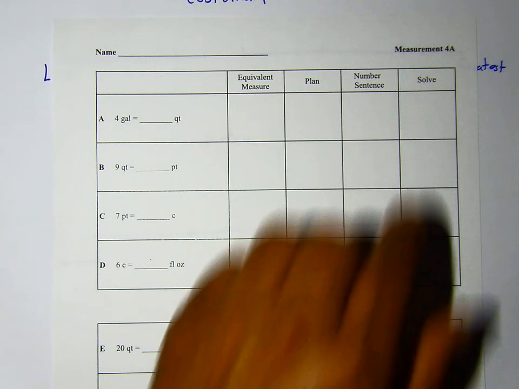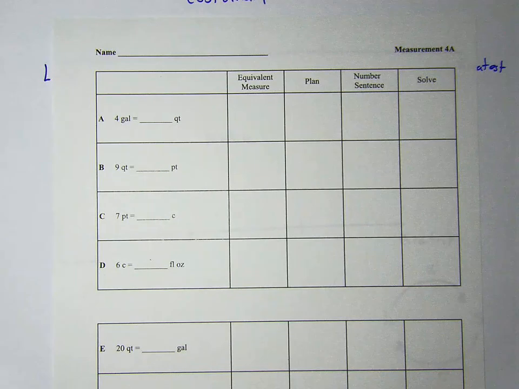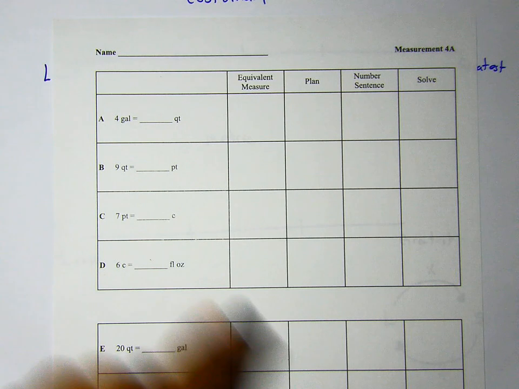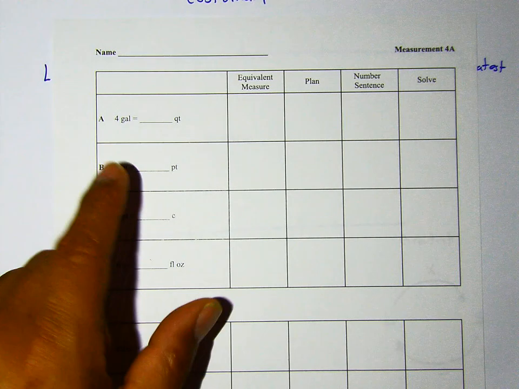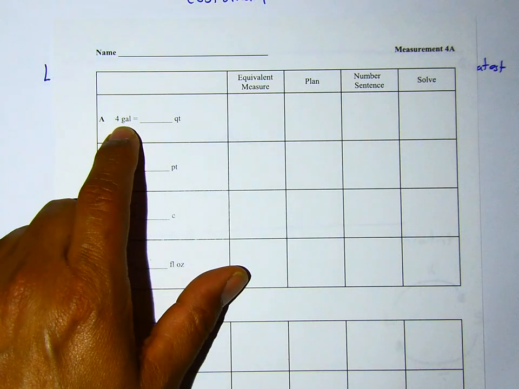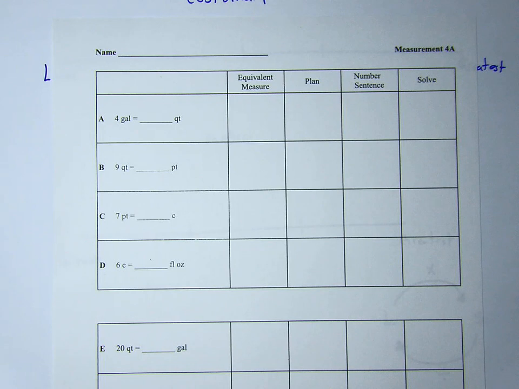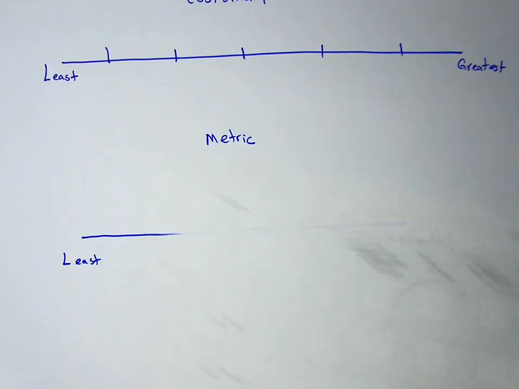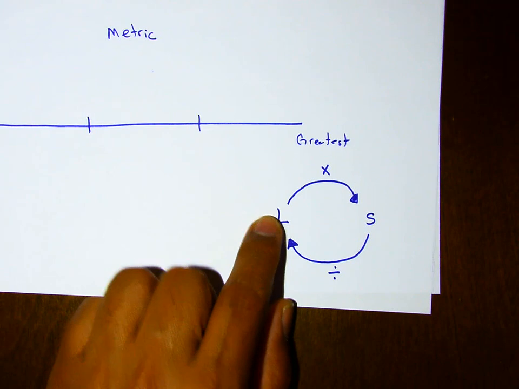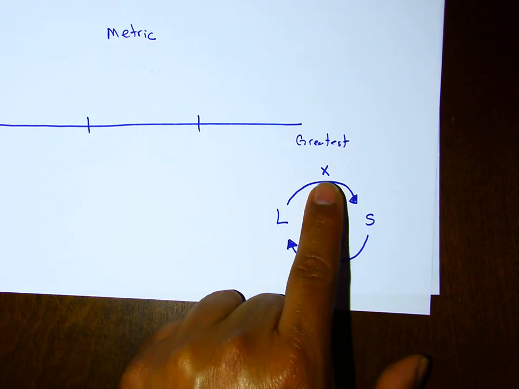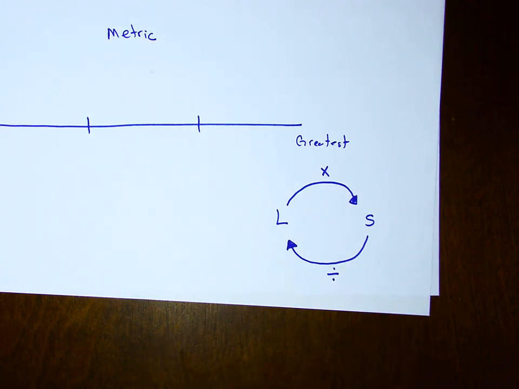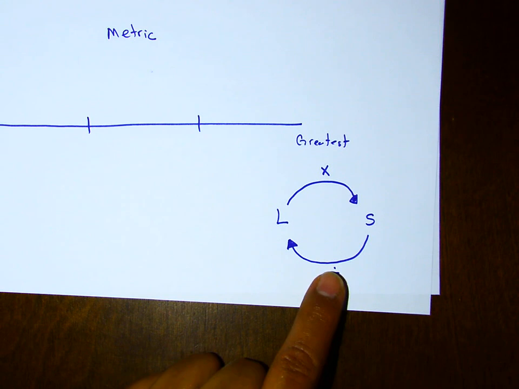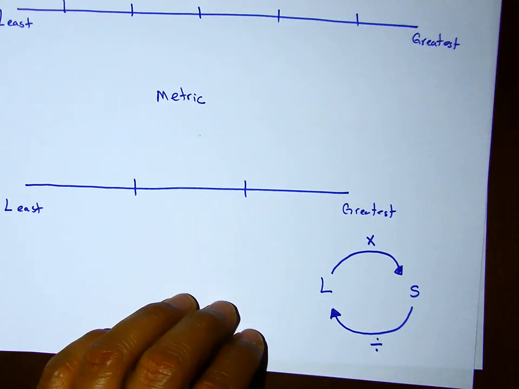Today we will be working on measurement for A. We will be converting volume and capacity. We're converting from gallons to quarts, from quarts to pints, from quarts to gallons. Remember, if we're going from a large unit of measure to a small unit of measure, we're going to multiply. And if we're going from a small unit of measure to a large unit of measure, we're going to divide.